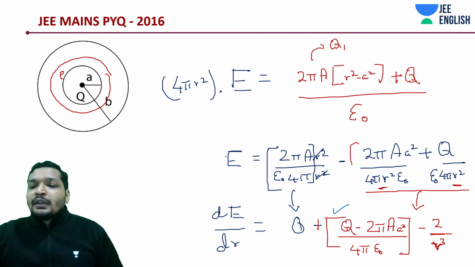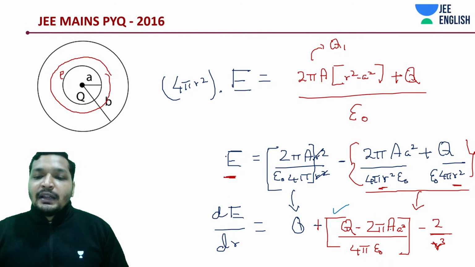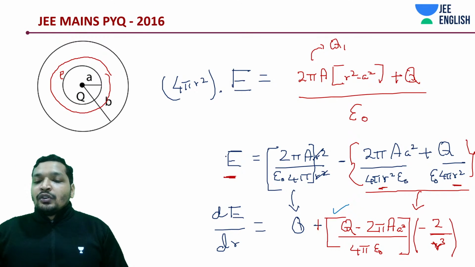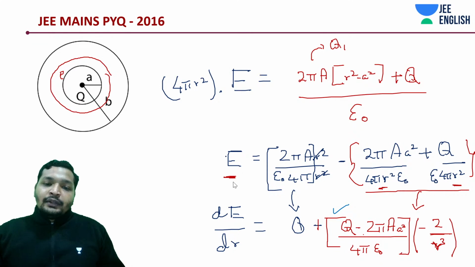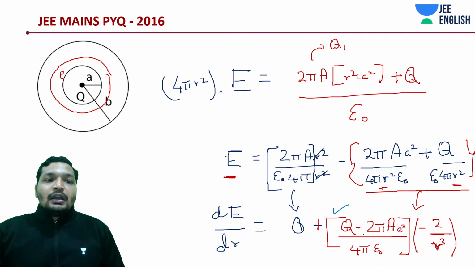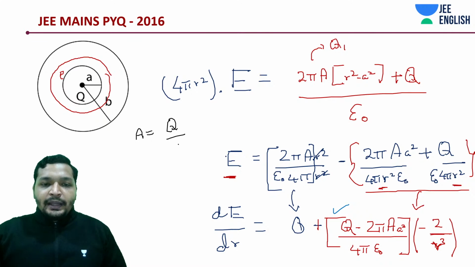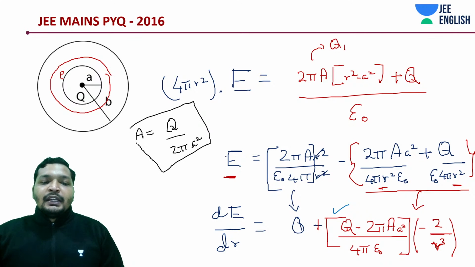So we notice this term, we differentiated it with respect to r, because electric field has to be differentiated with respect to r. We got 0 plus (Q minus 2 pi a square) divided by 4 pi epsilon into minus 2 by r cube is equal to 0. If you carefully notice this term, you will get a to be Q by 2 pi a square. From this you will be getting a to be Q by 2 pi a square. That's the answer, it should have been option A.